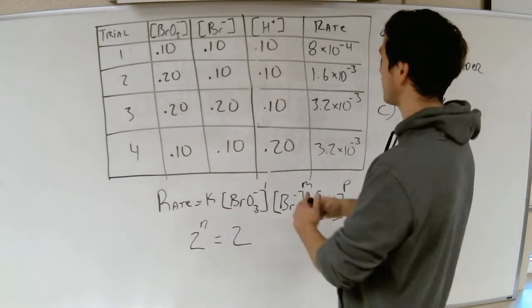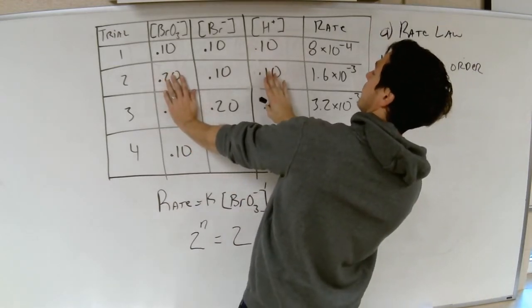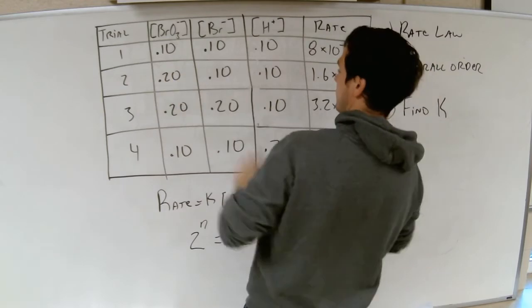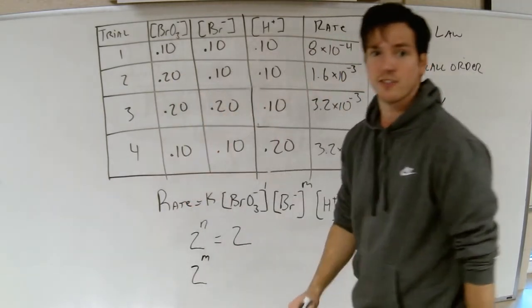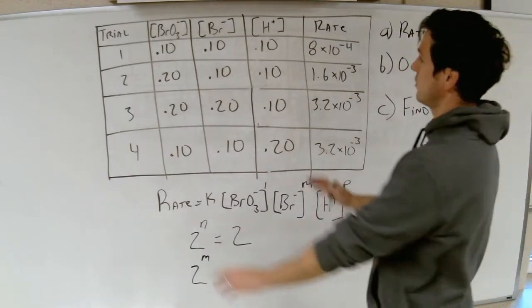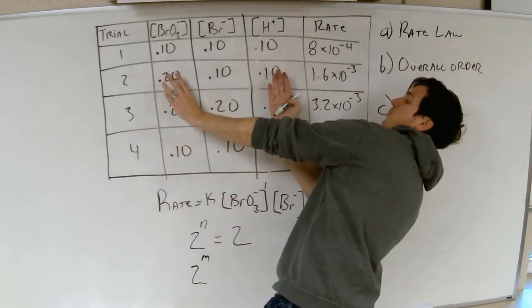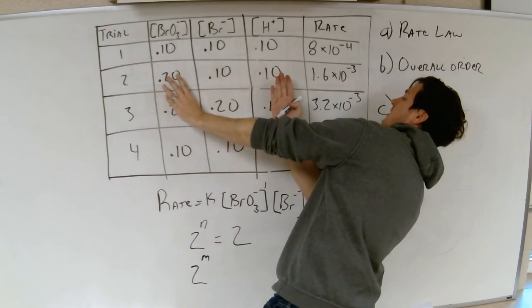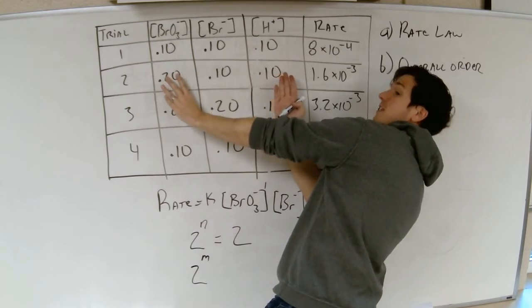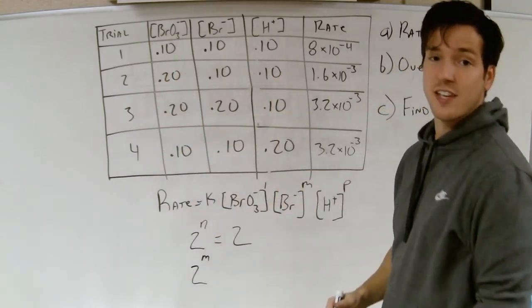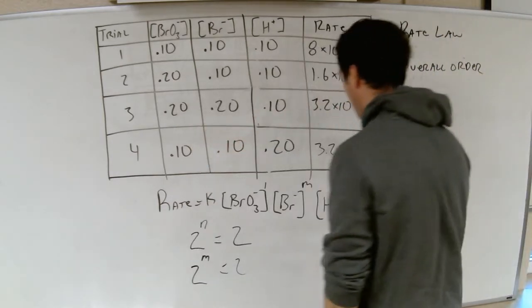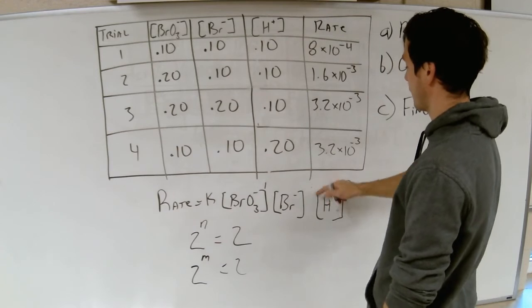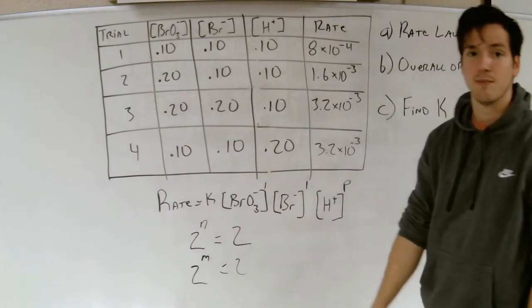So once again, we're going to take a look. We're going to see that bromine doubled, so I'm going to put a 2 down here with a M on top. So bromine doubled, and if we look at the rate, it went from 1.6 times 10 to the negative third to 3.2 times 10 to the negative third. That looks like a double to me. So M must also be 1. It must be first order with respect to Br minus.